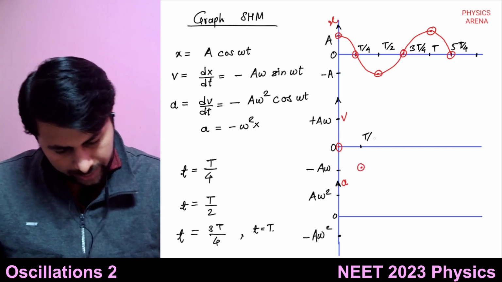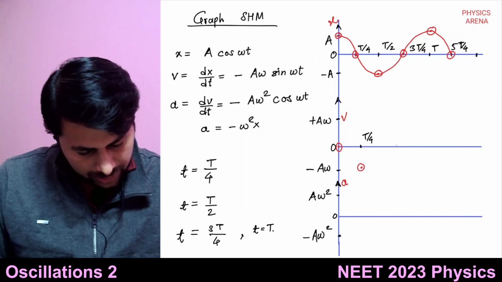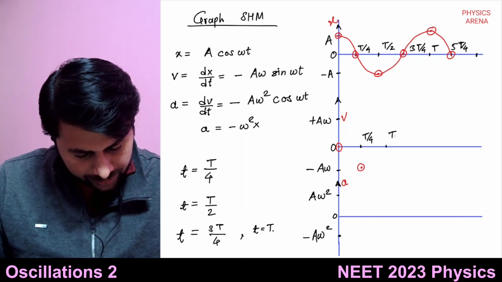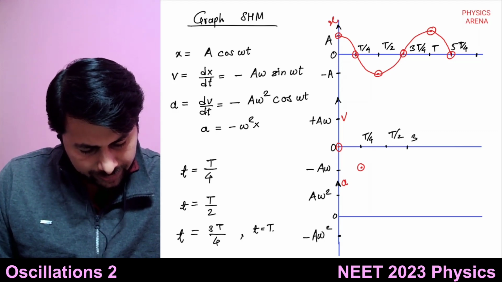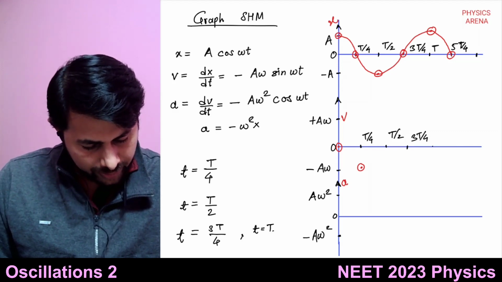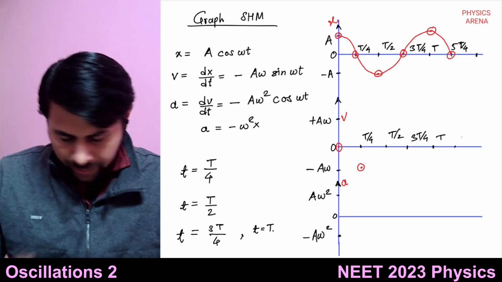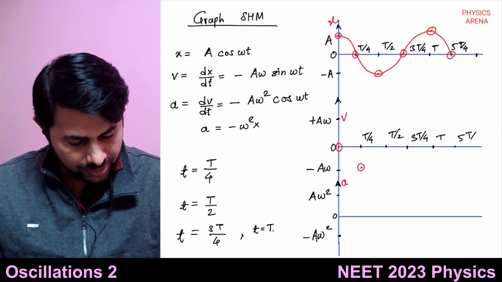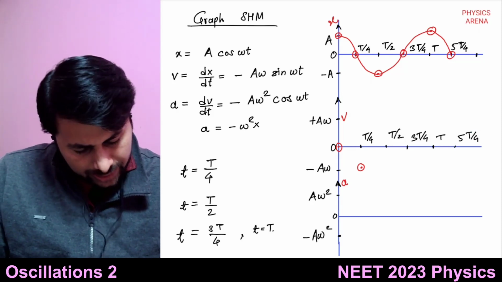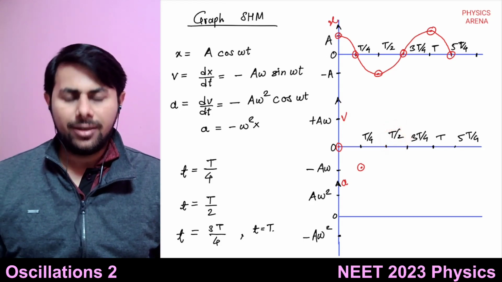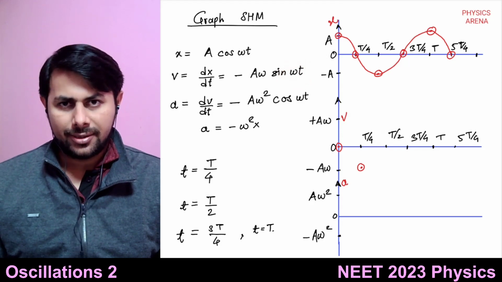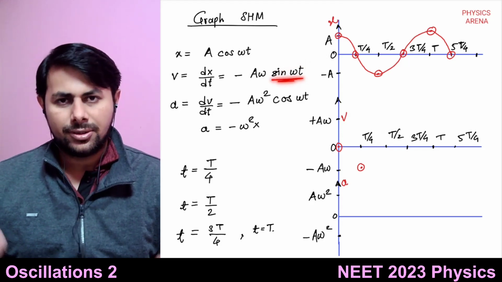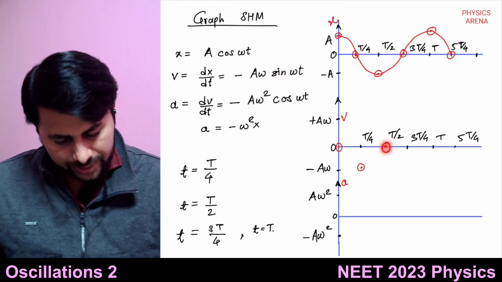Okay, this is T by 4. Next one is T by 2. Next one is 3T by 4. Then 5T by 4. At T by 2, how much is the angle? How much is the value of omega t? It's pi. Sine pi is also 0. So you get this point.